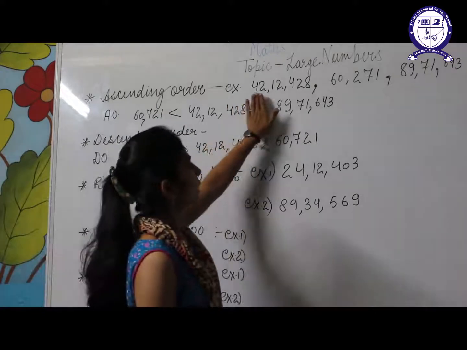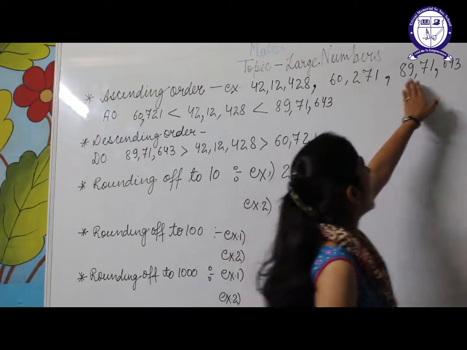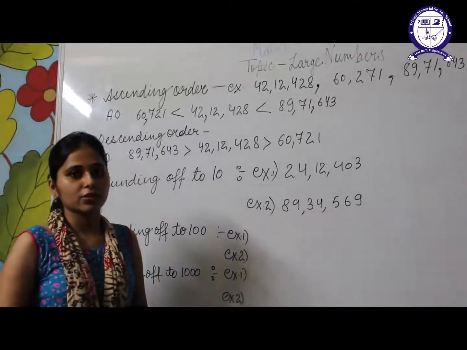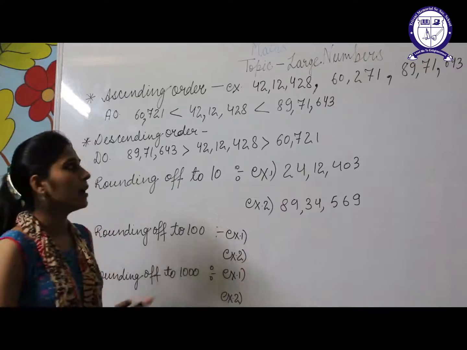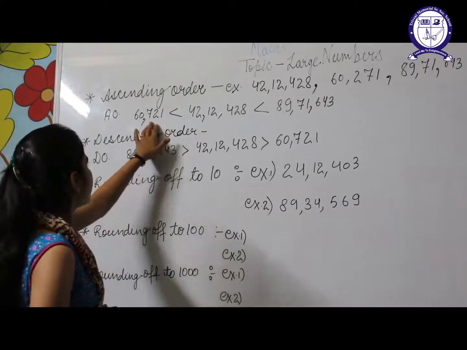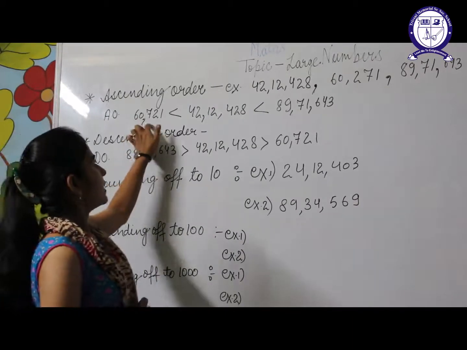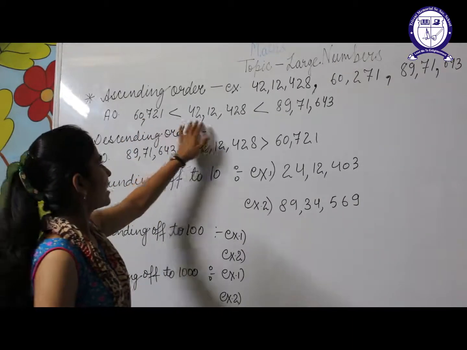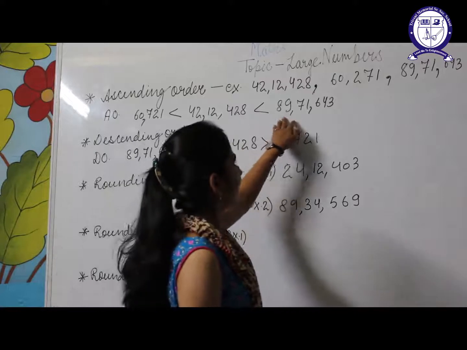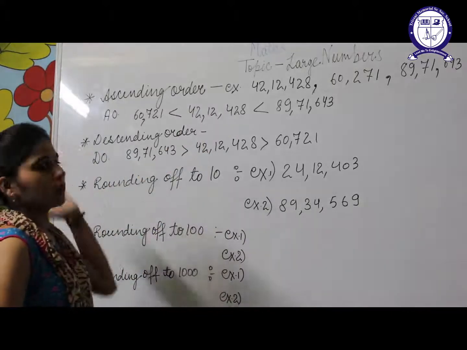We have 42,12,428 and 60,271 and 89,71,643. So students, as you know, the larger the number of digits, the larger the number, and the smaller the number of digits, the smaller the number. Where we have a 5-digit number, this will be the smallest. So for ascending order, we arrange the smallest one first. Then greater than 60,721 is 42 lakh 12,428, and the greatest one is 89 lakh 71,643, students.